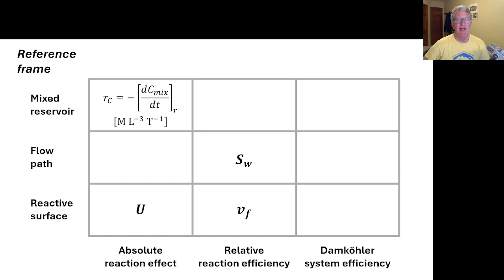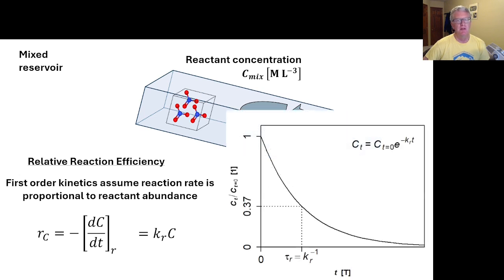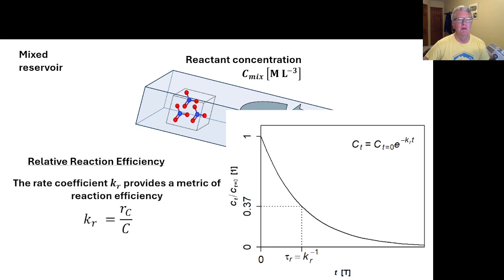We can define a metric of reaction efficiency for a mixed reservoir by building on this logic using chemical kinetic models. Let's consider a reaction that is strongly limited by the probability of reactants encountering each other. In this case, a first-order chemical kinetic model would suggest the reaction rate is directly proportional to the concentration of the reactant. Solving this ordinary differential equation predicts an exponential decay in the fraction of the reactant concentration remaining over time. The proportionality constant for first-order kinetics is called the rate coefficient or rate constant, and rearranging the algebra shows it is the reaction rate normalized to the ambient concentration of the reactant.